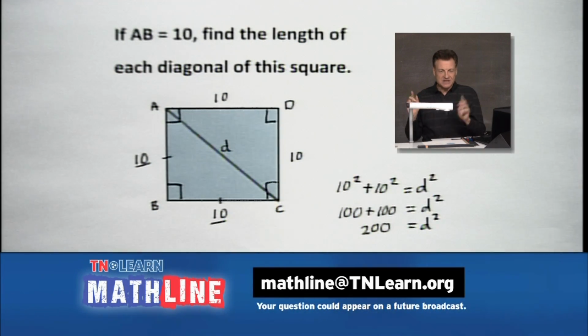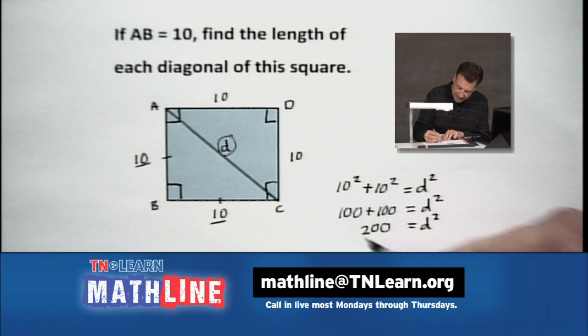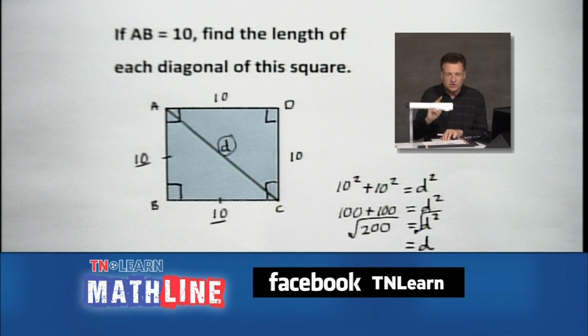Now, we want to know about d. We're not really interested in d squared because we want to know what's the length there. So let's take the square root of both sides because that's how we get back to d. So we've got this d left over here, but over here we are going to have to do a little bit of work because 200 is not a perfect square. So many times on Mathline, I give you numbers with perfect squares. That's kind of maybe cheating you a little bit.